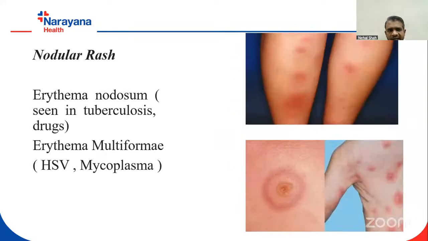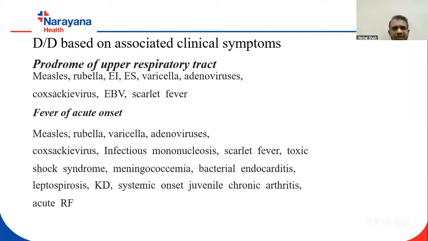Then nodular rash, which we see in tuberculosis, the erythema nodosum is the first picture that we are seeing, and erythema multiforme, which are like target lesions, circular things, are seen many times in mycoplasma and herpes simplex viruses. Now, what are the differential diagnoses of these rashes?